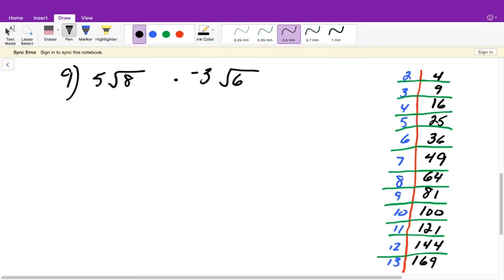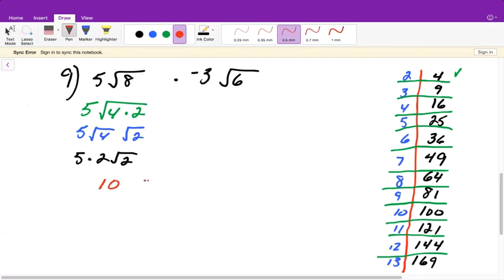All right, so now we have 5 times the square root of 8 times negative 3 times the square root of 6. So I'm going to try and simplify them first. Well, in the square root of 8, I know 4 goes into it, and that's the only one that does. So I can rewrite this as 4 times 2. And now I'm going to go ahead and separate them. So 5 times the square root of 4 times the square root of 2. And then that is going to give me, the square root of 4 is 2, so 5 times 2 times the square root of 2, and that will then give me 10 times the square root of 2.